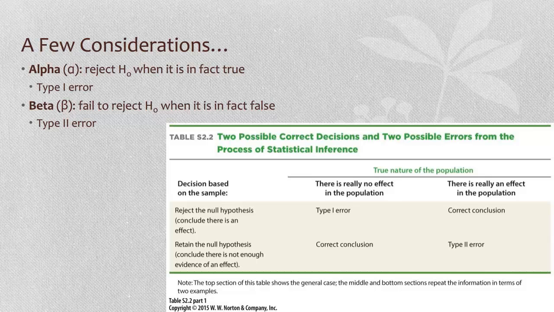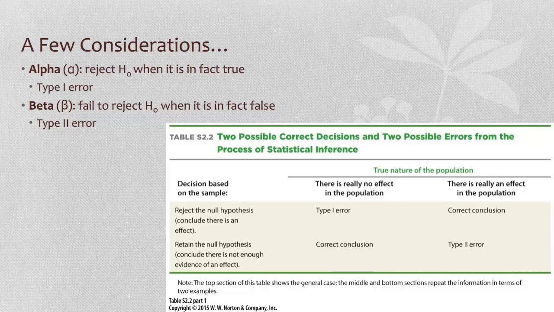So to put it a different way, we're rejecting the null. Remember, the null will claim no relationship, no difference. We're rejecting that null when it should be true. So we are claiming that there's an effect when there really isn't an effect. So that's a type 1 error.